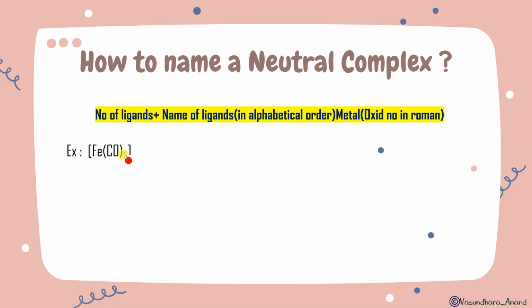Like Fe(CO)5. This is 5, so penta, and this is a neutral ligand, so carbonyl. Pentacarbonyliron(0), the oxidation number is 0. Next compound, Ni(CO)4, where there will be a big bracket, I forgot to give it. So what will be the name? This is tetracarbonylnickel(0).